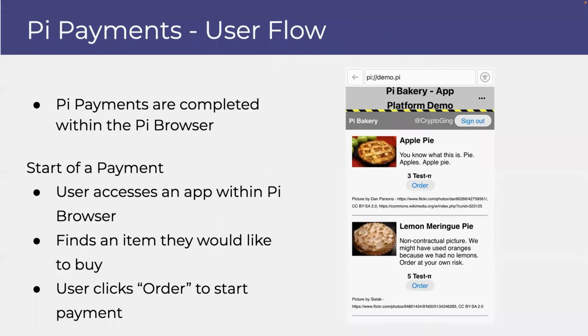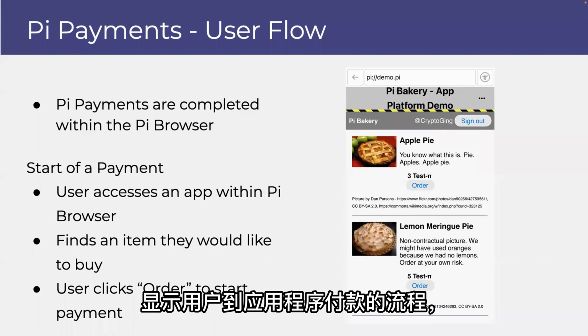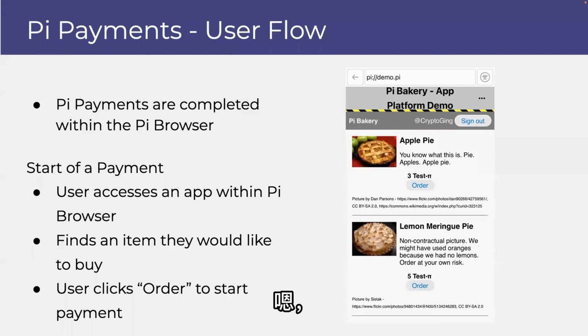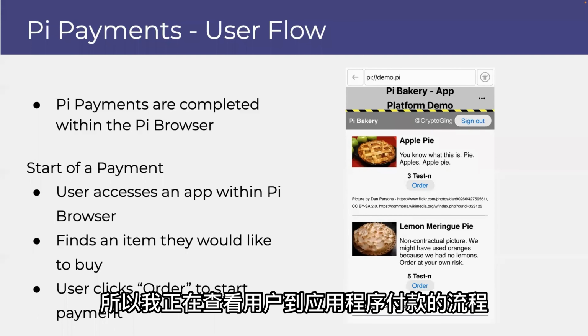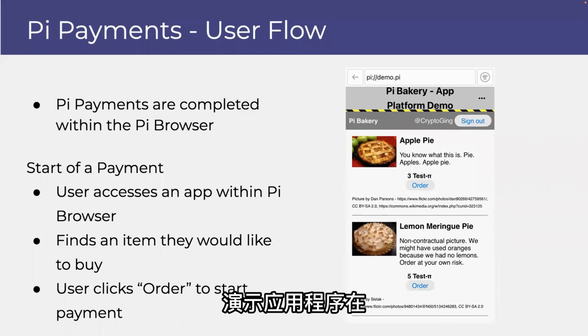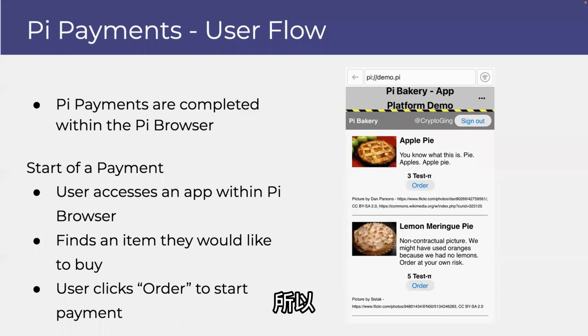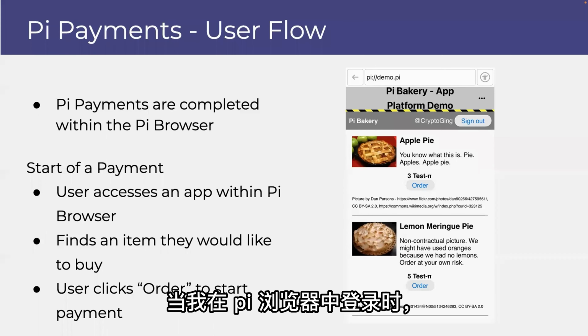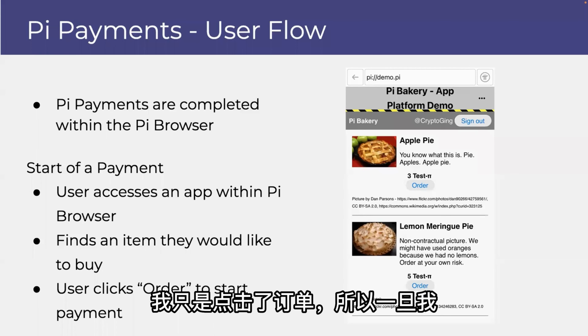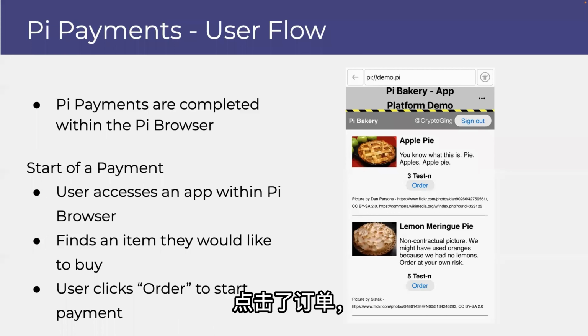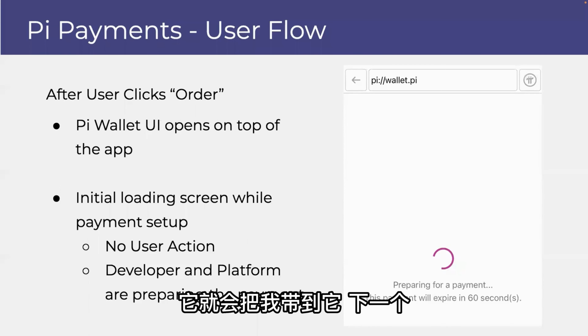For demonstration's sake, we are only going to show the flow for user to app payments. So for user to application payments, I'm looking at the demo app here on the right, and I'd like to buy an apple pie. When I'm in the Pi Browser, I'm signed in, I just hit order. Once I hit order, it brings me to the next screen.